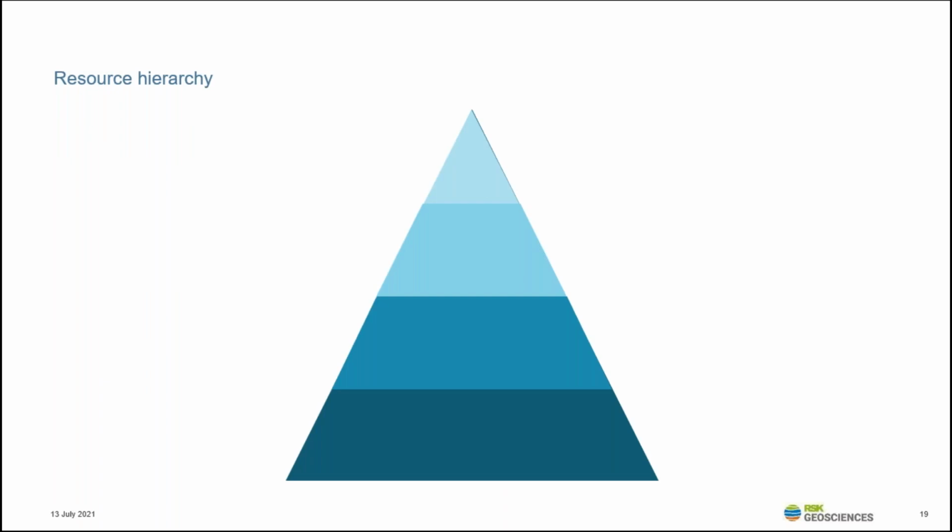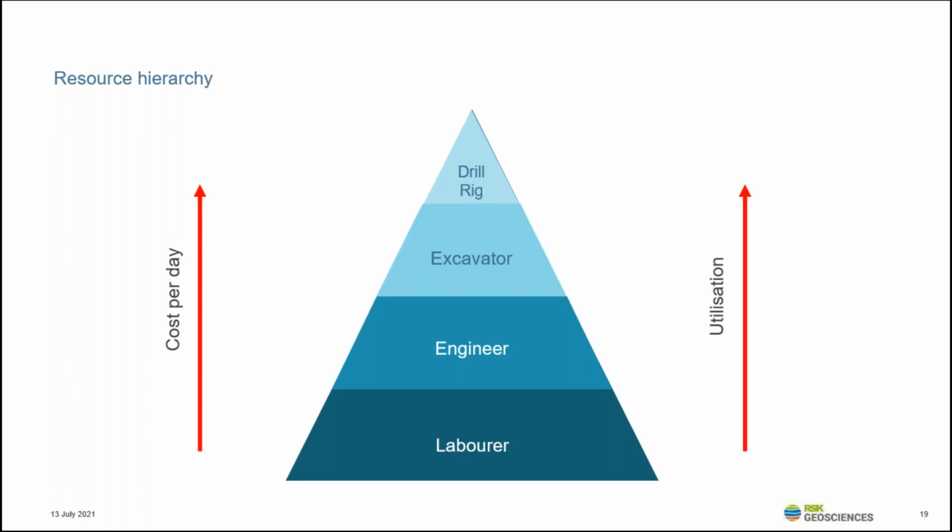So what I've tried to put together to illustrate this is a bit of a resource hierarchy. Let's imagine we have a drilling rig at the top. Maybe we have a piece of plant like an excavator, a 360, something that's going to cost a fair bit a day. Next, we have a site engineer. And then we have a labourer. This is set up broadly so that cost per day increases as we go up the pyramid. Therefore, what we want to maintain is that utilisation is higher as we go up the pyramid. So what we're looking at here is using the lower tiers to facilitate the upper tiers, because it's all about keeping that expensive asset, the drilling rig, turning as much as we can.